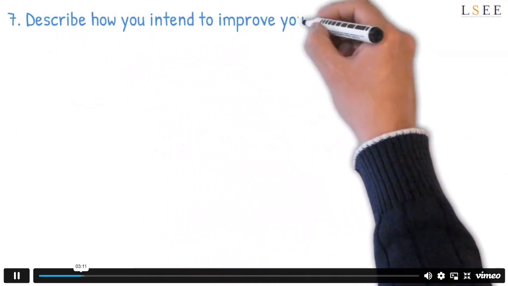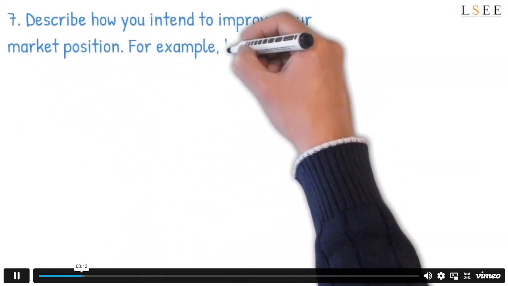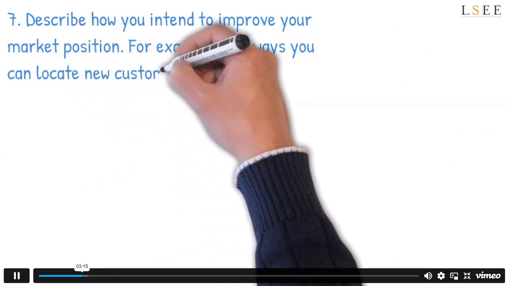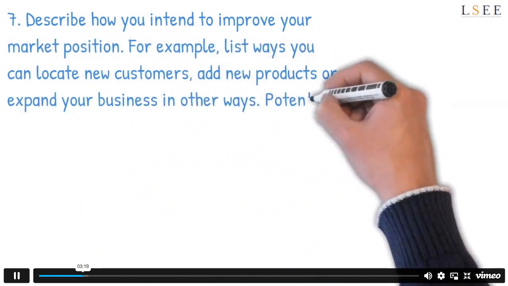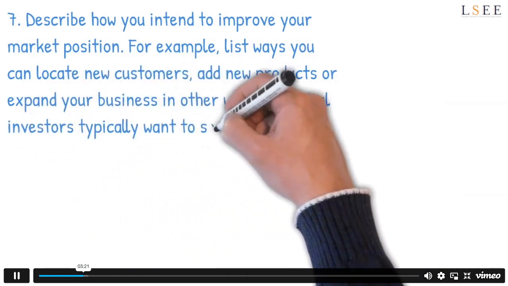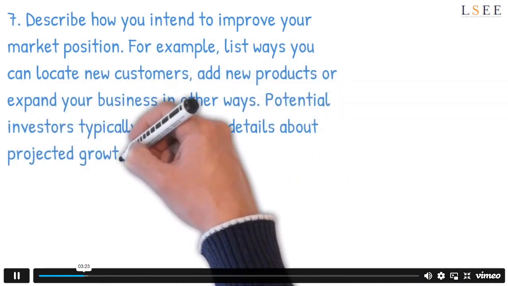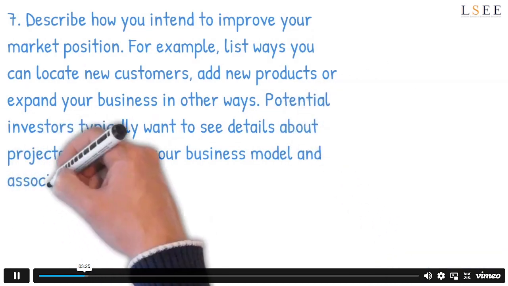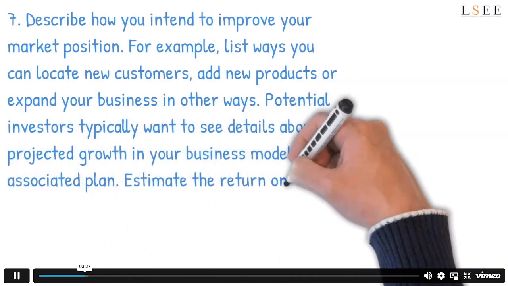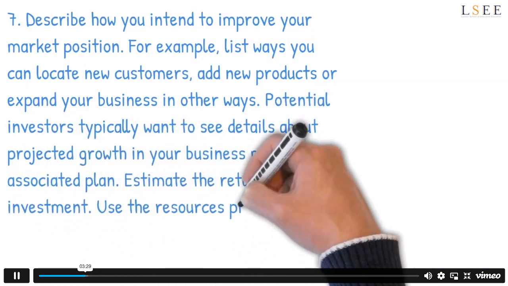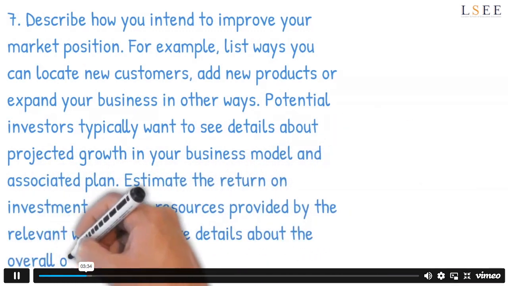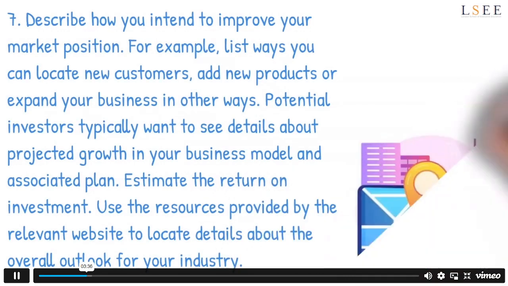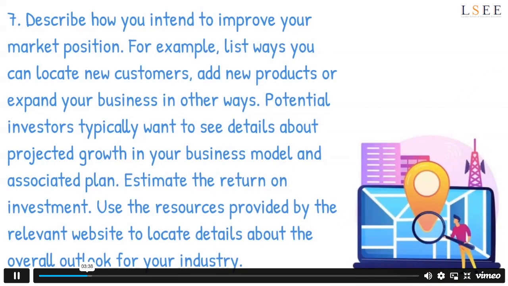7. Describe how you intend to improve your market position. For example, list ways you can locate new customers, add new products, or expand your business in other ways. Potential investors typically want to see details about projected growth in your business model and associated plan. Estimate the return on investment. Use the resources provided by the relevant website to locate details about the overall outlook for your industry.